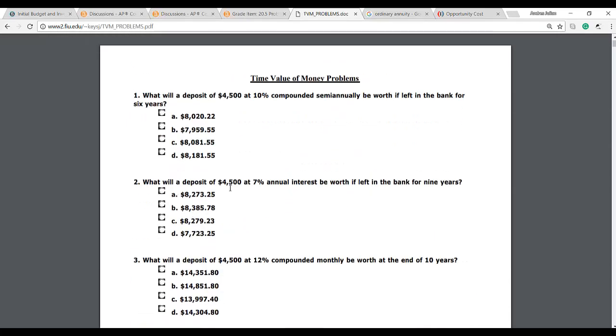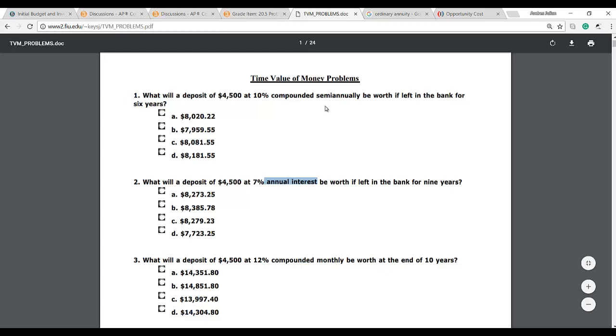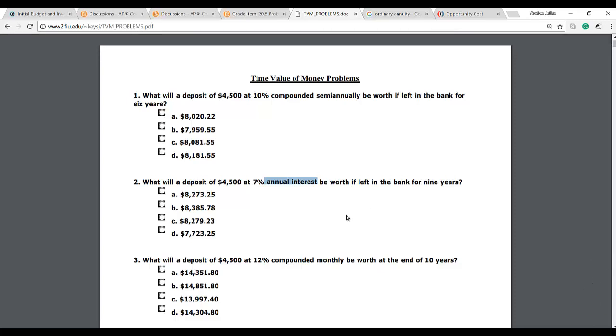Let's see another example. What will a deposit of $4,500 at 7% annual interest be worth if left in the bank for 9 years? As you can see, it changes now. The annual interest is not semi-annual, so I won't have to divide 7% by 2 because it's annual. Annual means 1, semi-annually means 2, and monthly means 12, depending on what we get.